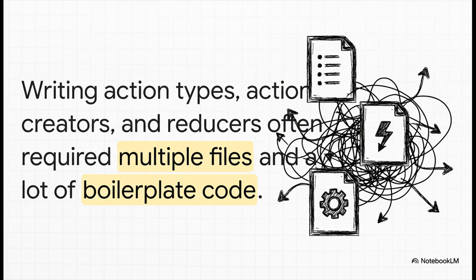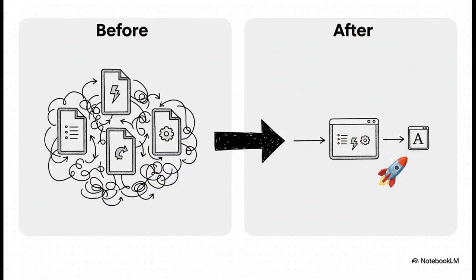For the longest time, using Redux meant writing a ton of boilerplate code. I mean, you'd have your action types in one file, your action creators in another, and your reducers in a third. It was incredibly powerful for sure, but it was also really verbose and kind of a pain to set up. And then Redux Toolkit came along, and just look at this comparison.